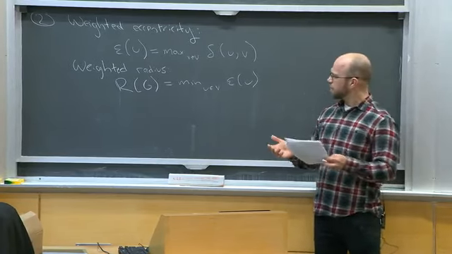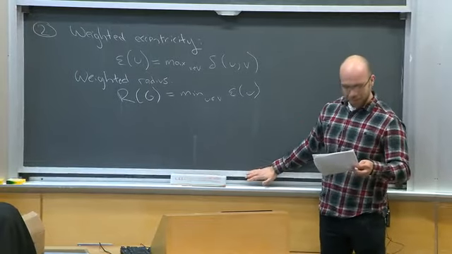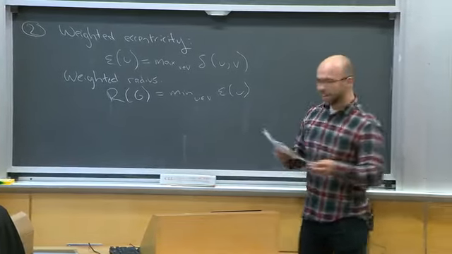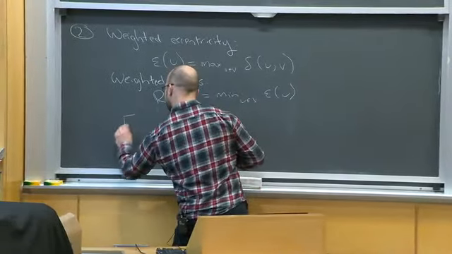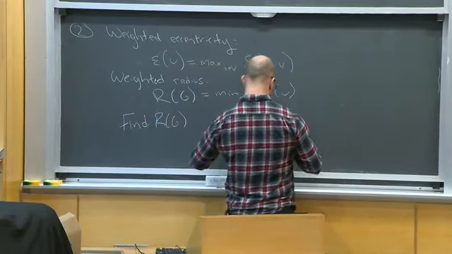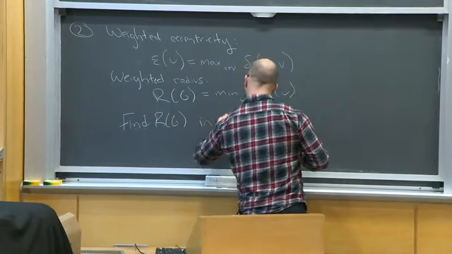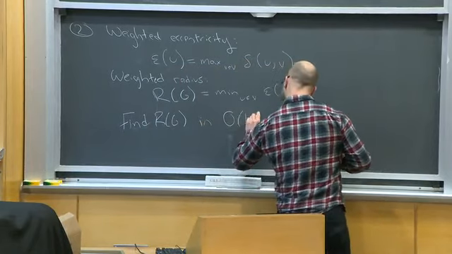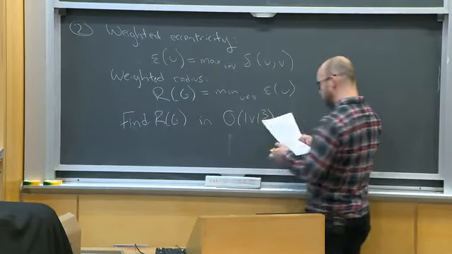And the question, I touched my face. The question is, can I find the radius of my graph in time that looks like order |V| cubed? Okay.